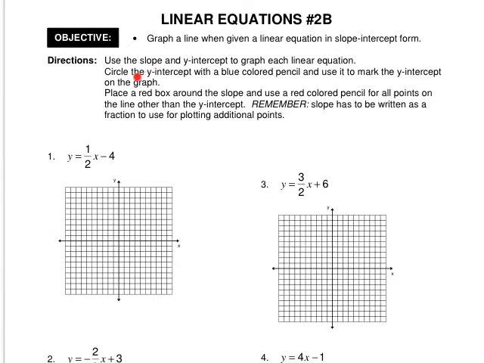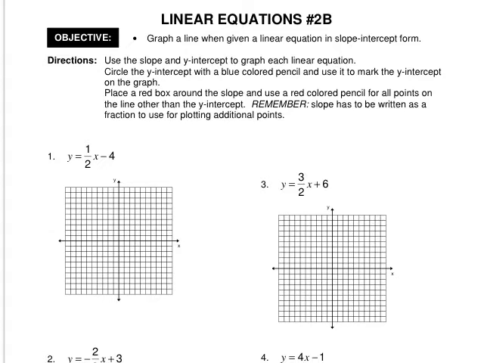The directions said to circle the y-intercept with a blue colored pencil and use it to mark the y-intercept on the graph. Then we're going to place a red box around the slope and use a red colored pencil for all points on the line other than the y-intercept. Remember, the slope has to be written as a fraction to use for plotting additional points. So let's try this first one here.